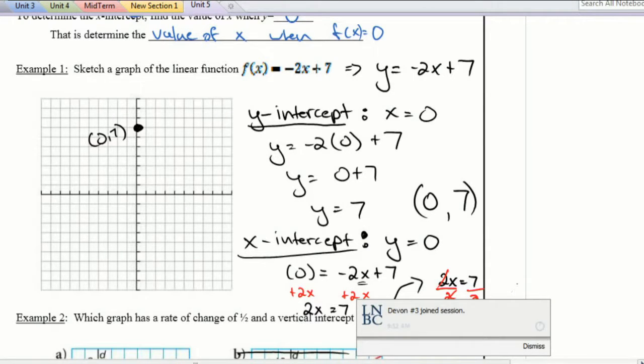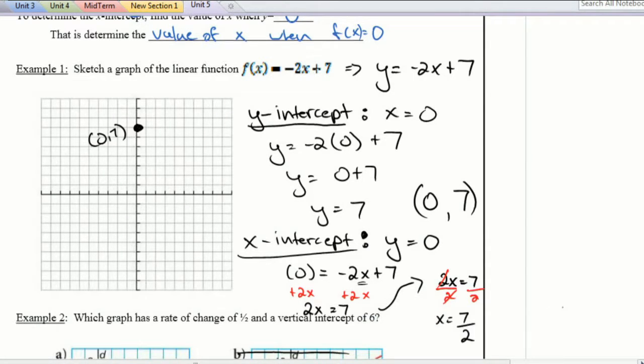So what does that mean? That means when my y value is 0, x is equal to 7 over 2. And if I'm going to plot it on a graph, I should probably write it as 3.5, because that's going to be a lot easier to find than 7 over 2.